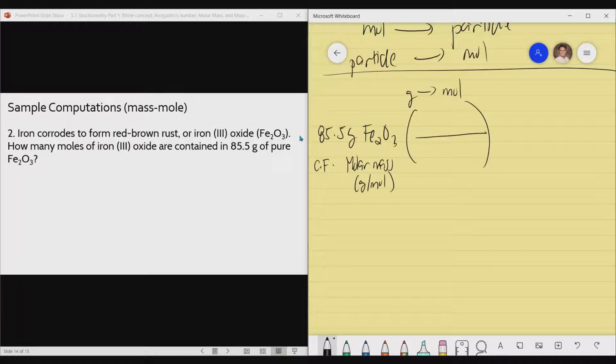Now, the value for the molar mass is not something we get out of thin air, it's not magic. We have to work to find it for Fe2O3. Remember that computing molar mass goes like this. So we need to compute for the Fe2O3. How? First, account for the atomic mass of each element. So we have iron and oxygen.